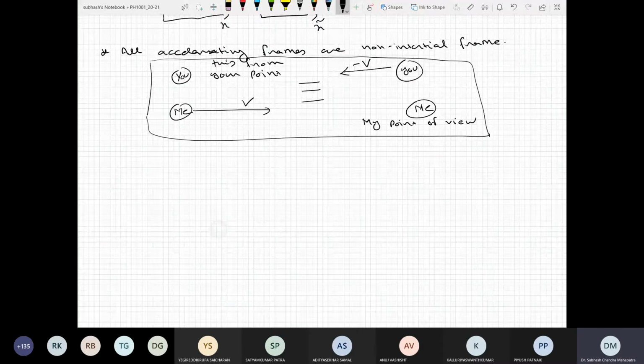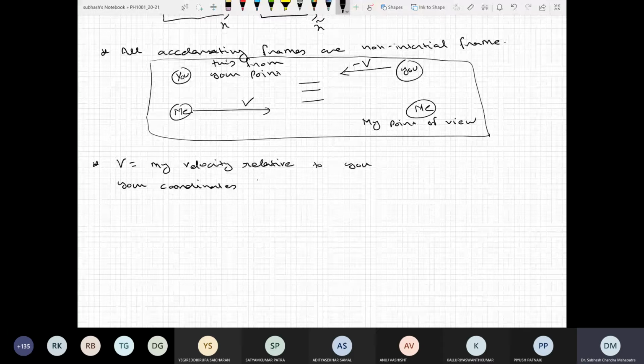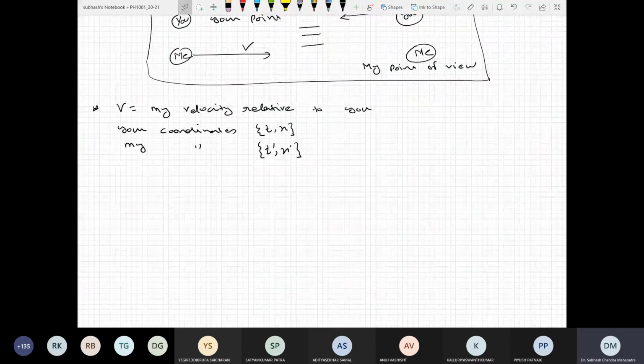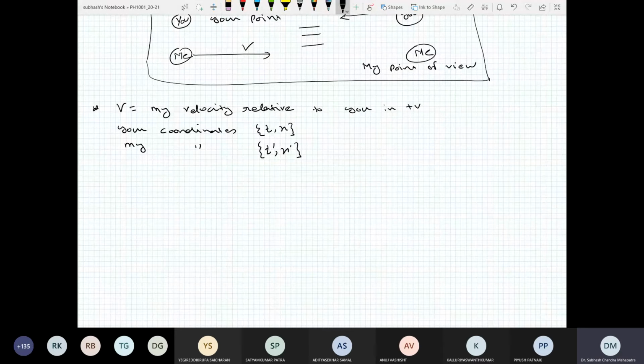Okay, so let's start. Let's say V is my velocity relative to you. So let me define first your coordinates. Your coordinates are t and x, and my coordinates are t prime and x prime. And I am moving with velocity v with respect to you in the positive x axis.